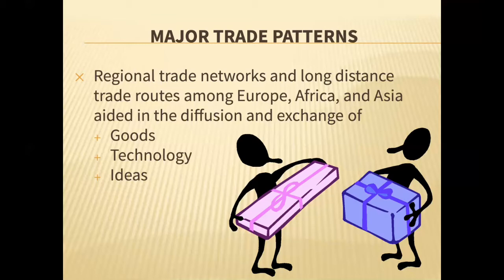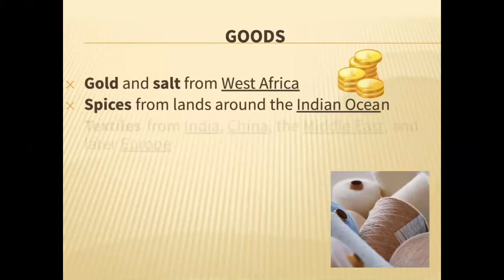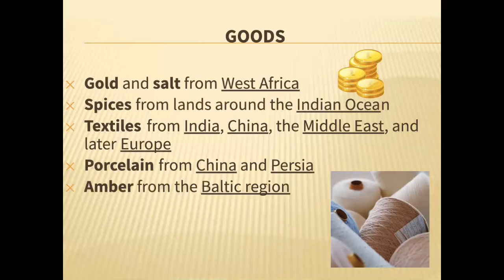So getting into goods. We see gold and salt from West Africa. Again, the trans-Saharan route was big with gold and salt. And what do we know salt to do other than be a seasoning? What did people use it for, especially before we had refrigerators? You ever had country ham? Flavors, I mean. It actually preserves the meat.